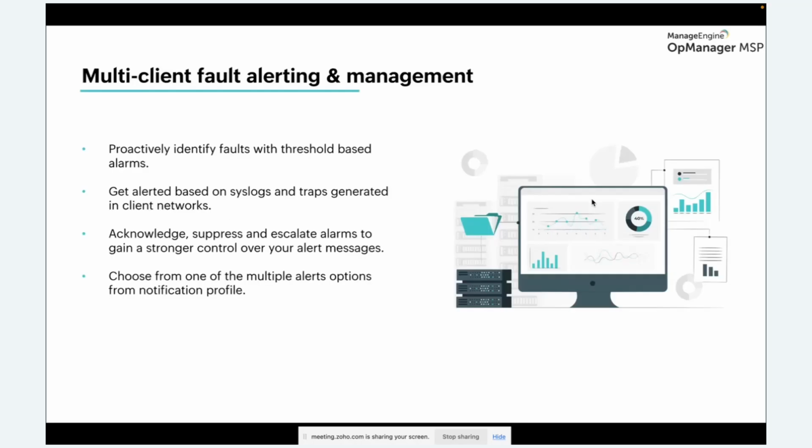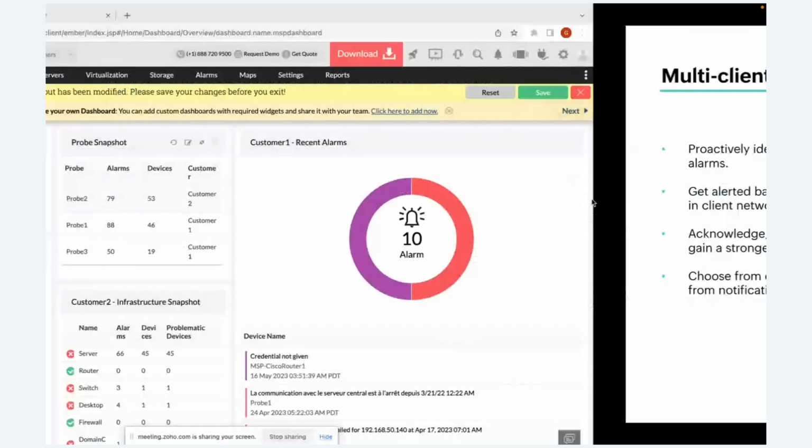With OpManager MSP, you can proactively identify any faults in your client's network with threshold-based alarms. Thresholds can be set by two methods. One is doing it manually, where you can set thresholds for a particular metric, say CPU utilization, for one device or for multiple devices of the same type. The other method is AI-powered adaptive threshold, where OpManager MSP will learn the data patterns and raise alerts based on the same, and all you need to do is simply enable the feature. Let's go to the UI quickly and check out where to enable this feature.